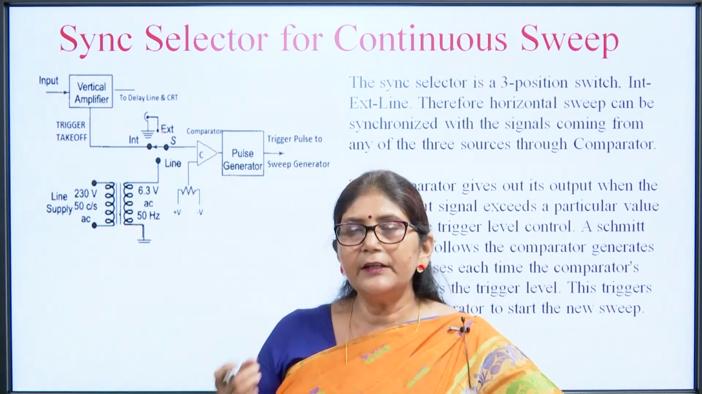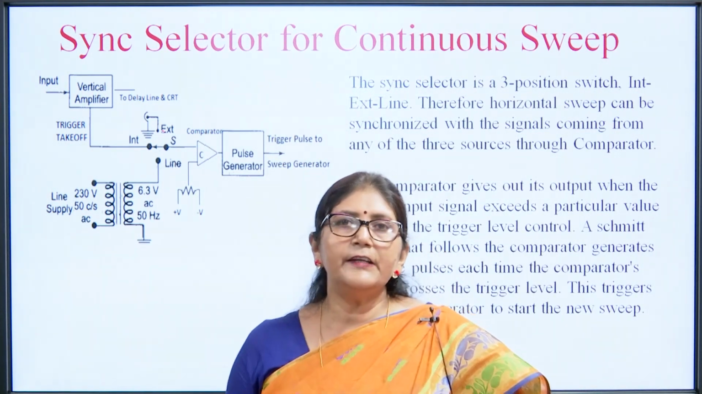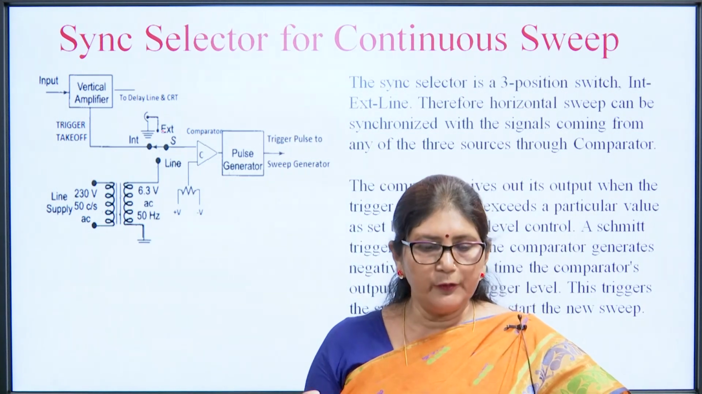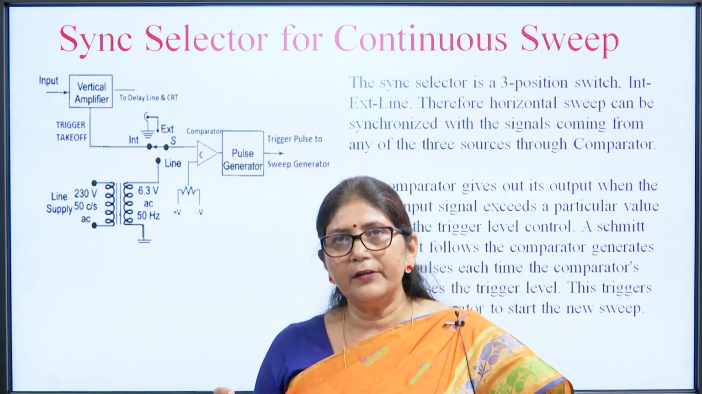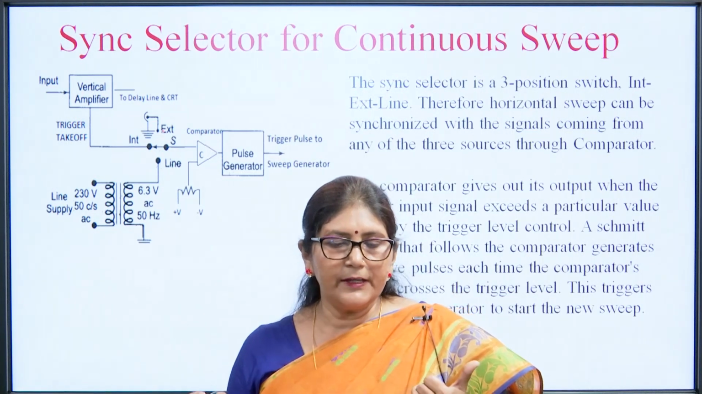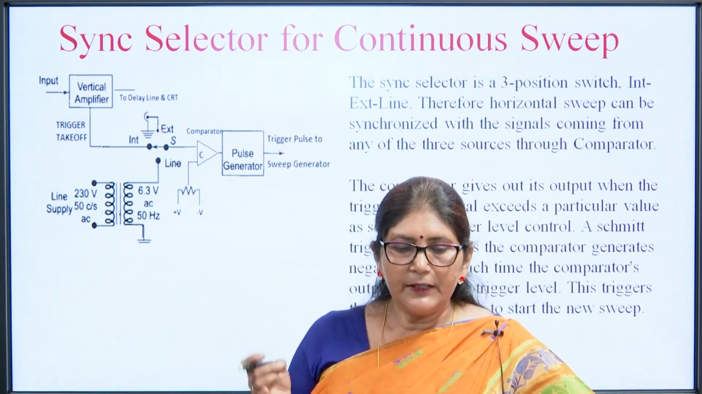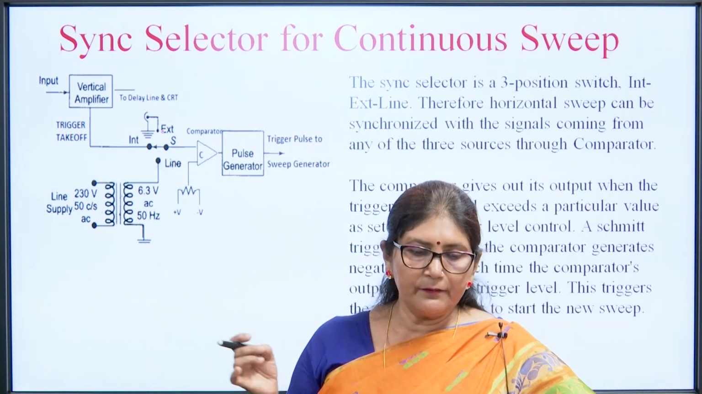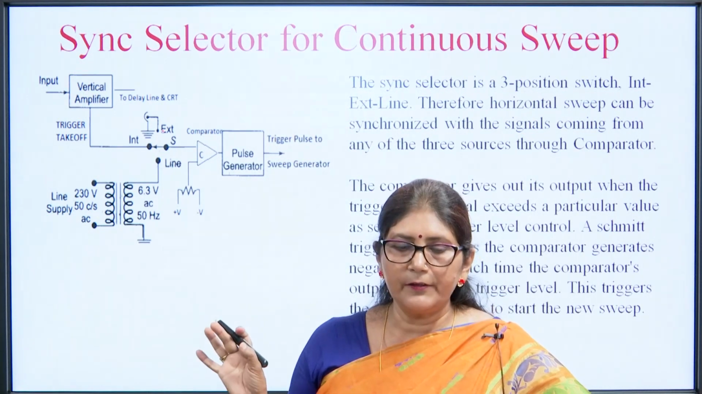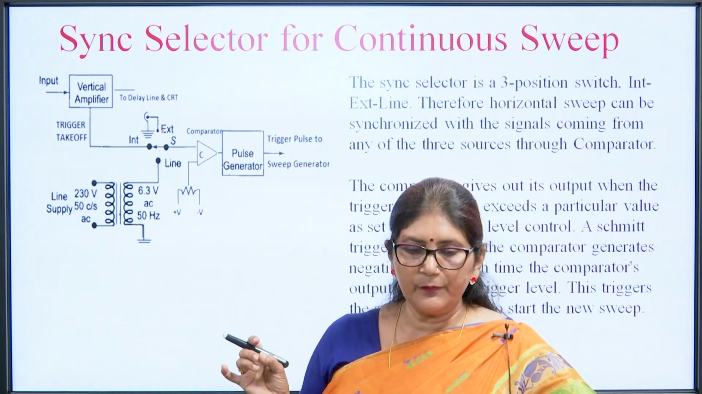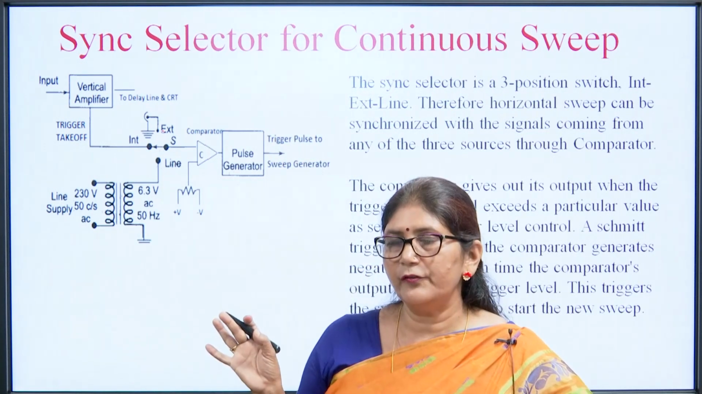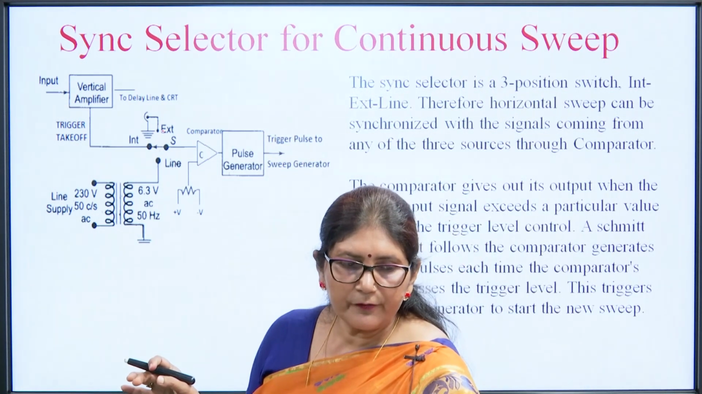When the trigger input signal exceeds a particular value as set by the trigger level control, a Schmitt trigger that follows the comparator generates a negative pulse each time the comparator's output crosses the trigger level. That triggers the sweep generator to start a new sweep. So, this is the function of a trigger circuit.